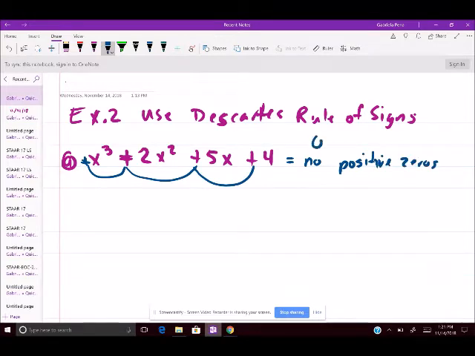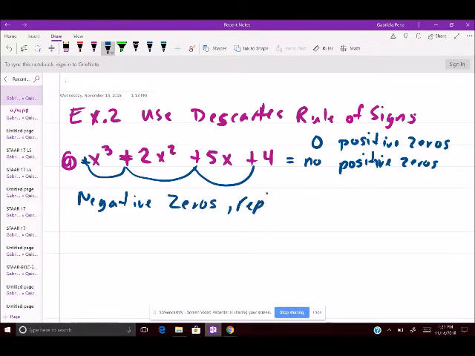Or sometimes it'll just say there are 0 positive zeros, whichever way you want to see it. So we're looking for sign changes. Now, to find out how many negative zeros you have, you replace the x with a negative x. So we have to replace every x with a negative x.